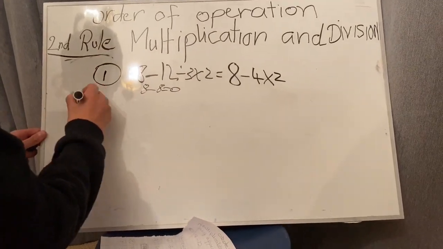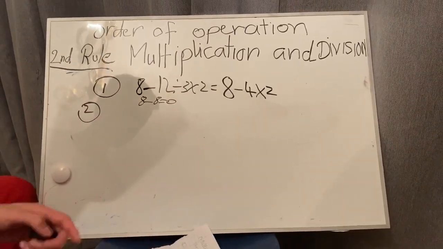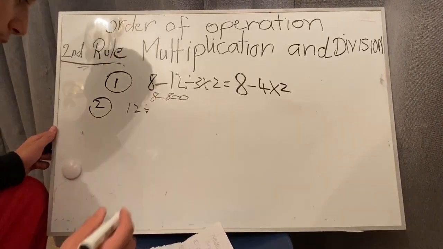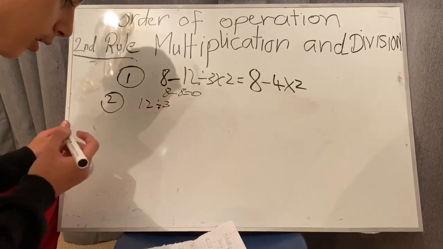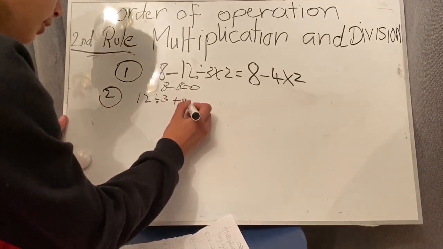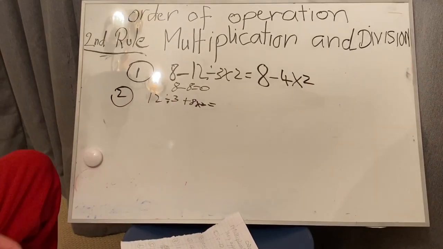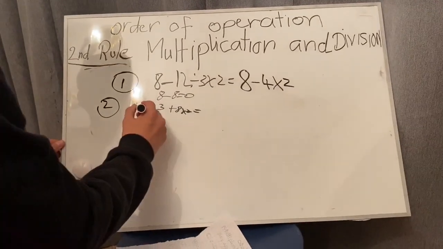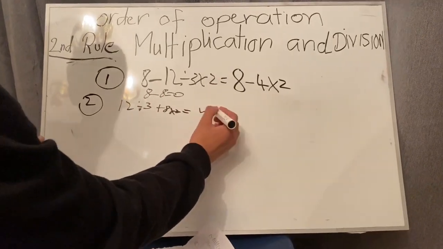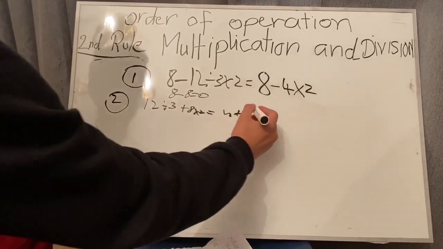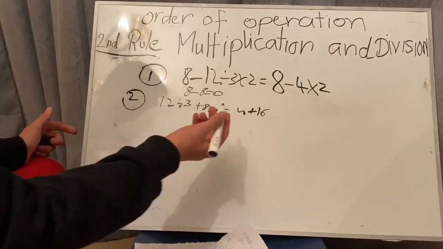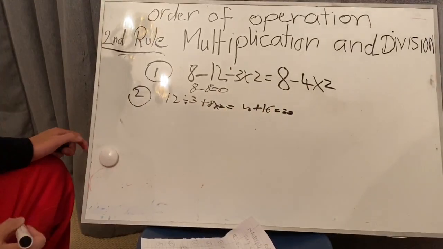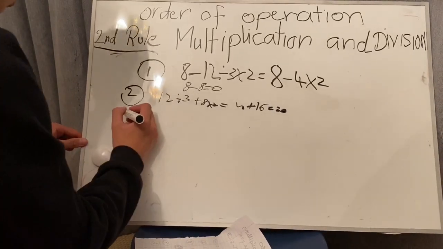Okay, so next question is 12 divided by 3 plus 8 times 2. In this we have to go left to right each time. So 12 divided by 3 is 4, plus 8 times 2 is 16, and 4 plus 16 is 20. So the answer is 20.